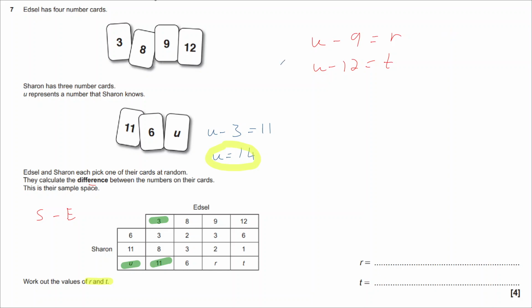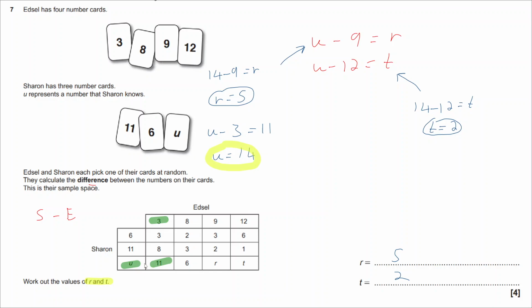For this one, we've got 14 take away 9, it gives you R. Therefore, R must be equal to 5. So that's your R value, 5. And then similarly for this one here, by putting in U as 14, we've got 14 take away 12 gives you T. So T is equal to 2. And that should just be it. 5 and 2. That is correct.